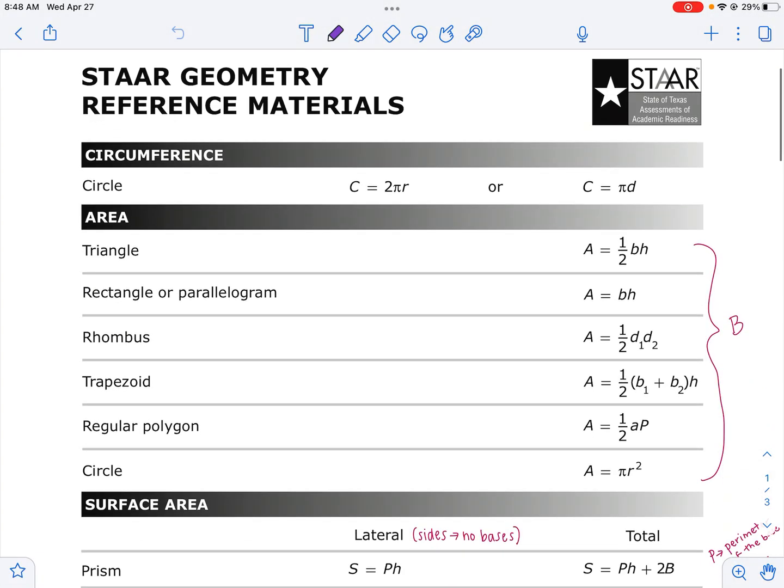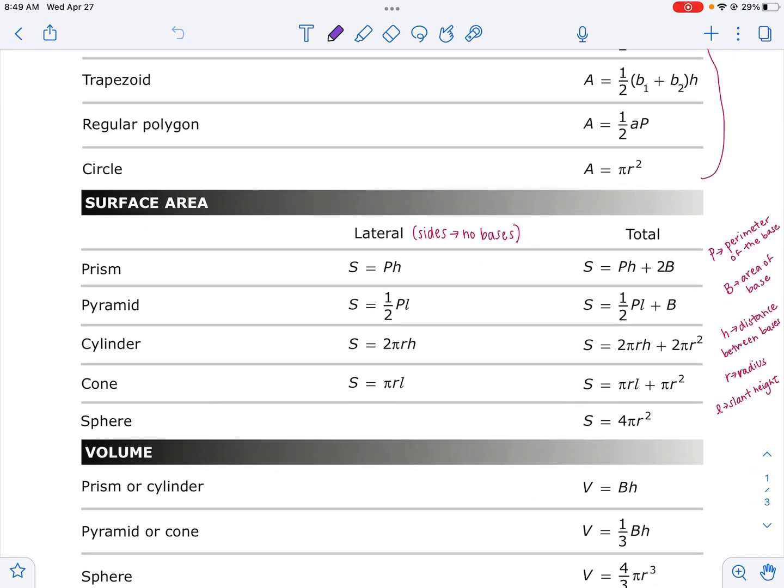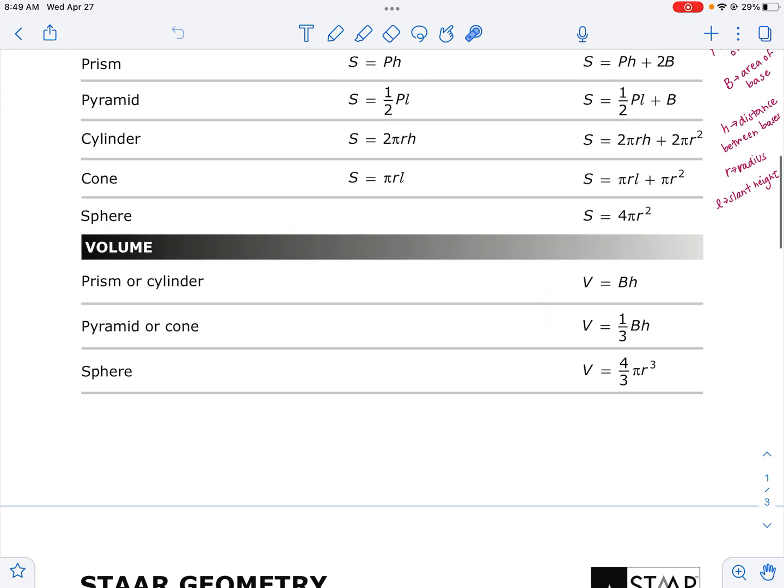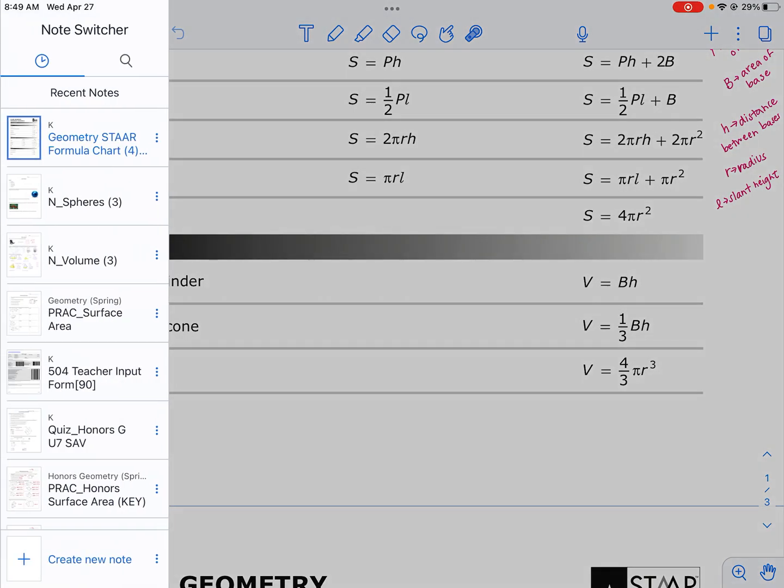If we take a look at our formula chart, for a sphere, there's only total. Spheres have no bases, therefore there's not a lateral formula. And if we look, there's only one thing that we need for a sphere, and that's just the radius. Whether we're doing surface area or volume, we really only need the radius in order to figure out these problems.